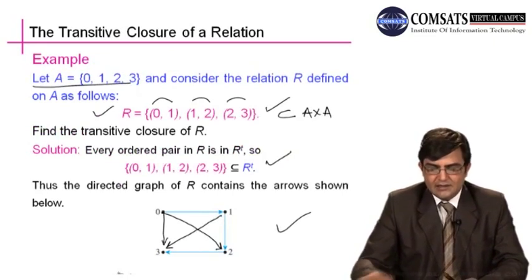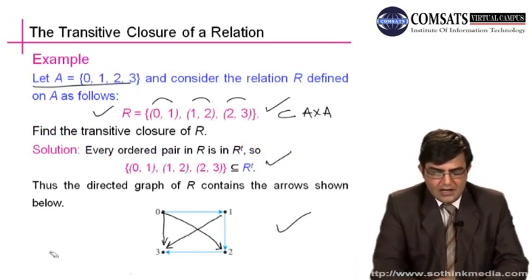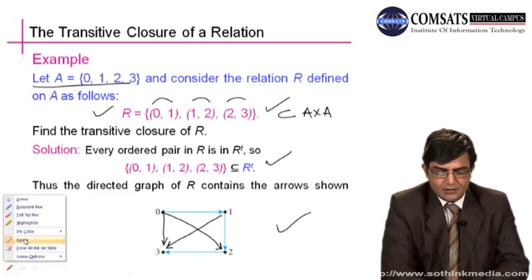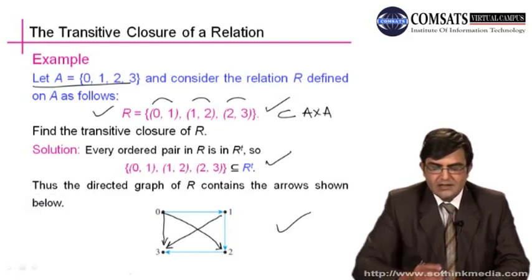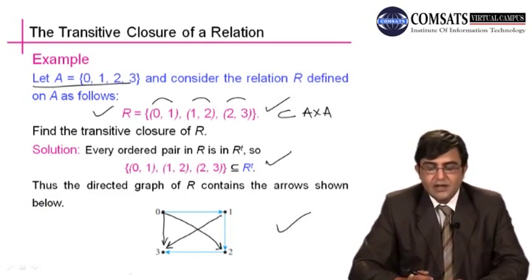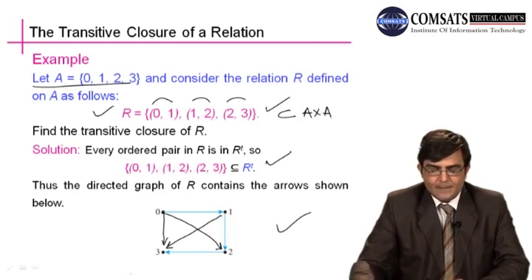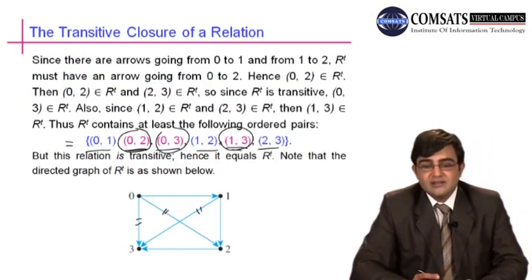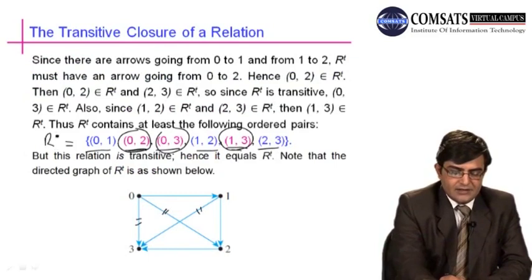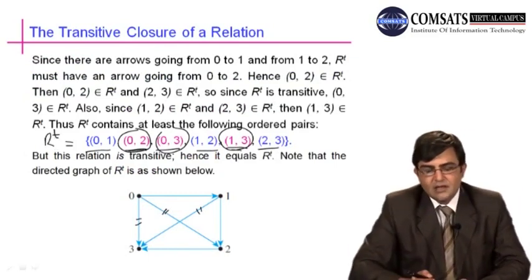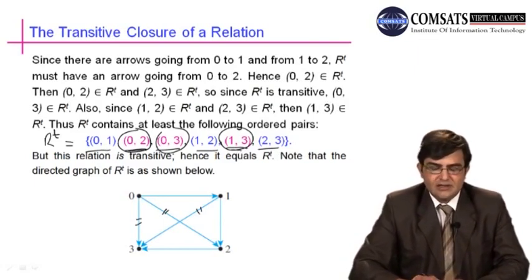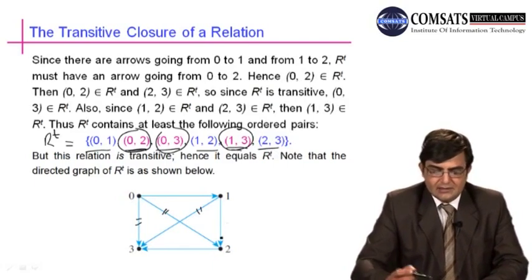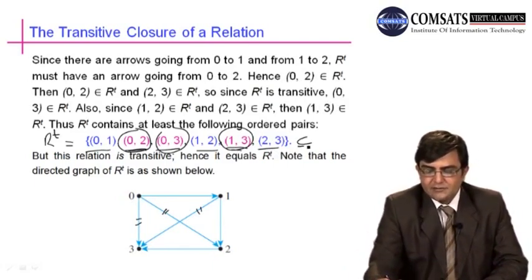As we can see, these three arrows are the least number of arrows which make the given relation R a transitive relation. Therefore this must be the smallest possible transitive relation. So we can say that this relation is RT. You can verify that if there exists some other transitive relation S, then RT must be a subset of S.